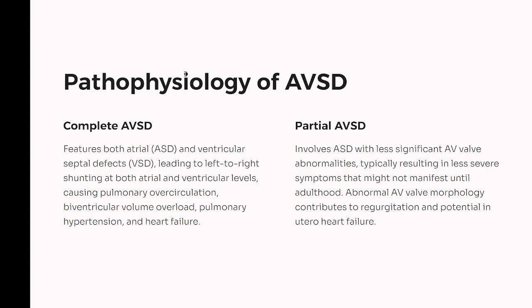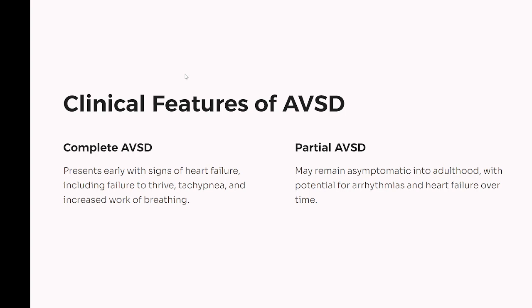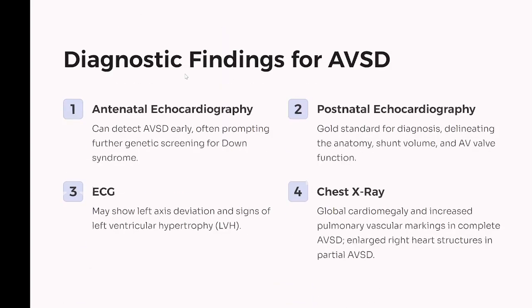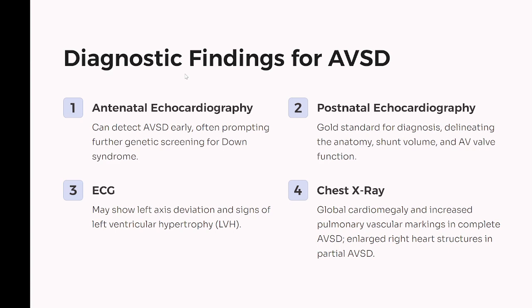Clinical features. Complete AVSD presents early with signs of heart failure, including failure to thrive, tachypnea, and increased work of breathing. Partial AVSD may remain asymptomatic into adulthood with potential for arrhythmias and heart failure over time. Diagnostic findings. Antenatal echocardiography can detect AVSD early, often prompting further genetic screening for Down syndrome.